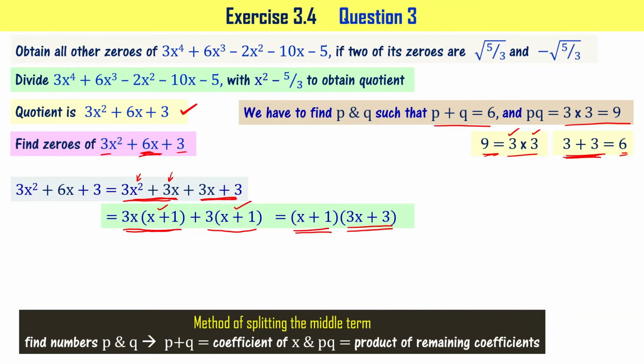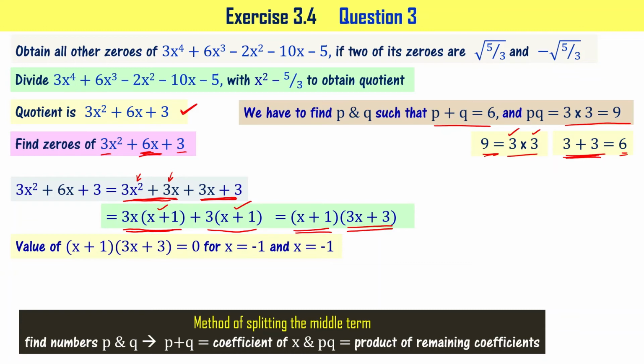To obtain the values, what we do is we equate it to 0 and see what are the corresponding values of x. Those are going to be the zeros of the given quadratic polynomial, right? So the value of x plus 1 times 3x plus 3 is going to be 0 for x equal to minus 1 and x equal to minus 1.